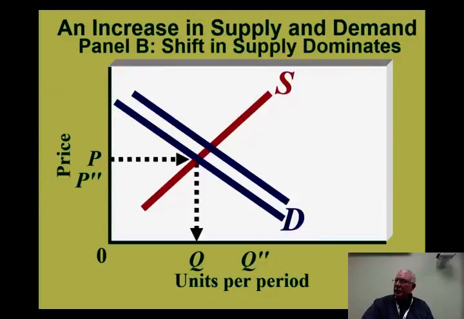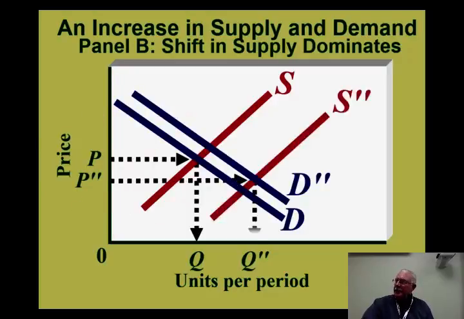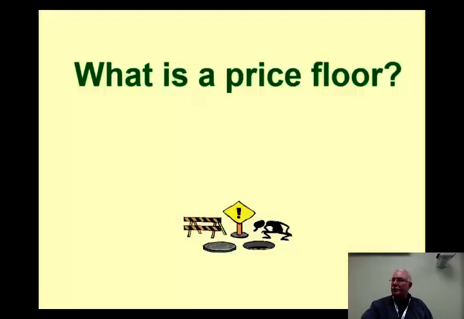Now this is the last one. Here we have a small increase in demand, and a big increase in supply, and again, the answer just jumps out at you. The answer would be the same as if we simply had an increase in supply, because supply is increased relative to the increase in demand.